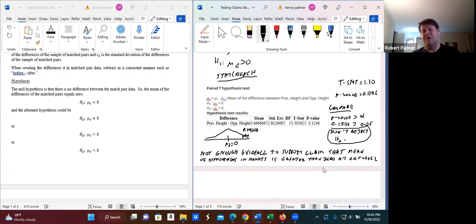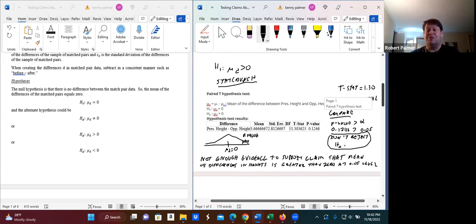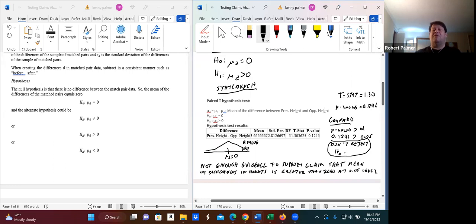Okay, so let's read that again. So there's not enough evidence, so you did not reject, to support the claim that the mean differences in heights of the presidents versus their opponents is greater than 0 at this 0.05 significance level. Write that a bit better. Okay, so there's not enough evidence to say that presidents tend to be taller. There's not enough evidence to support the claim that presidents tend to be taller than their opponents.